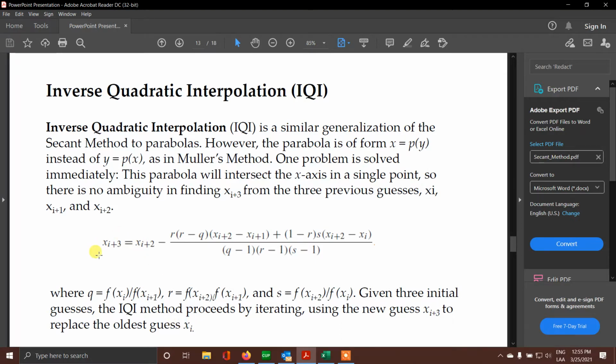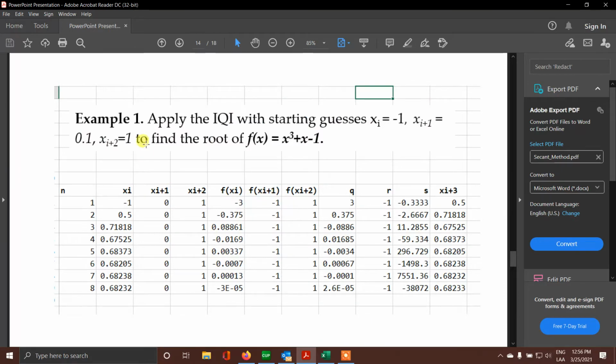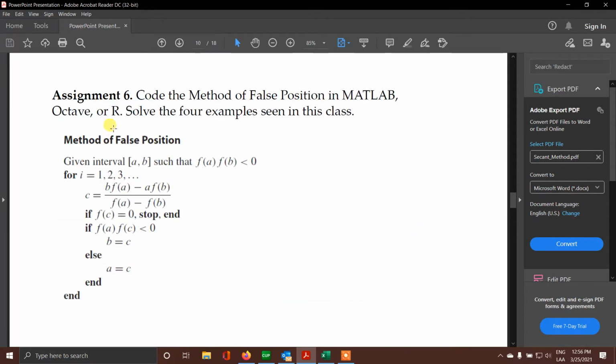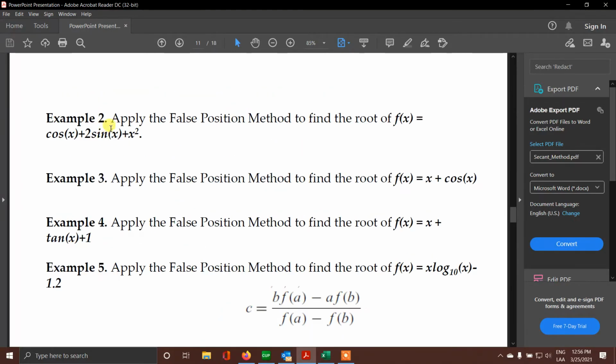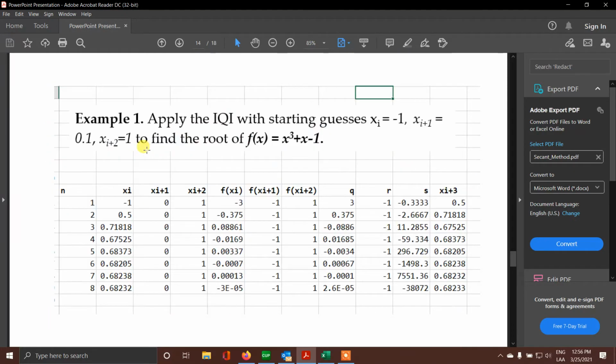To make it simpler, we are going to solve this exercise. These are the exercises that we're solving here, and we already know the answers. If you remember, for example number 1, we had f of x equal to x cubed plus x minus 1, and the initial guesses were x_(i-1), x_i, and x_(i+1), equal to 1, to find the root of this equation.